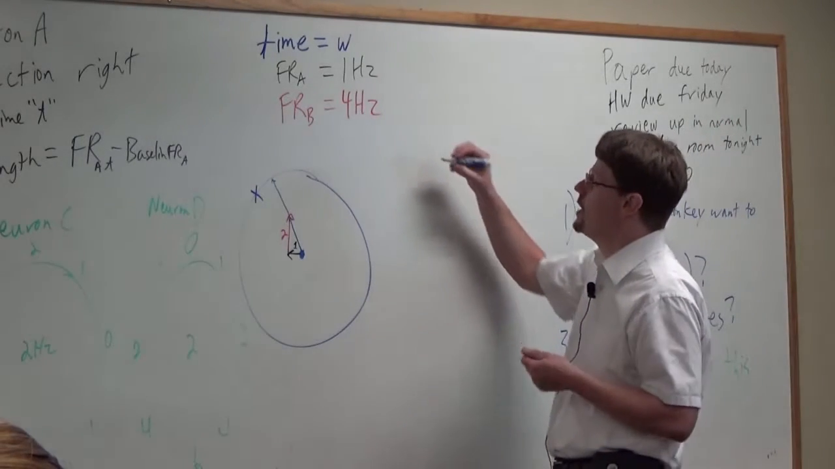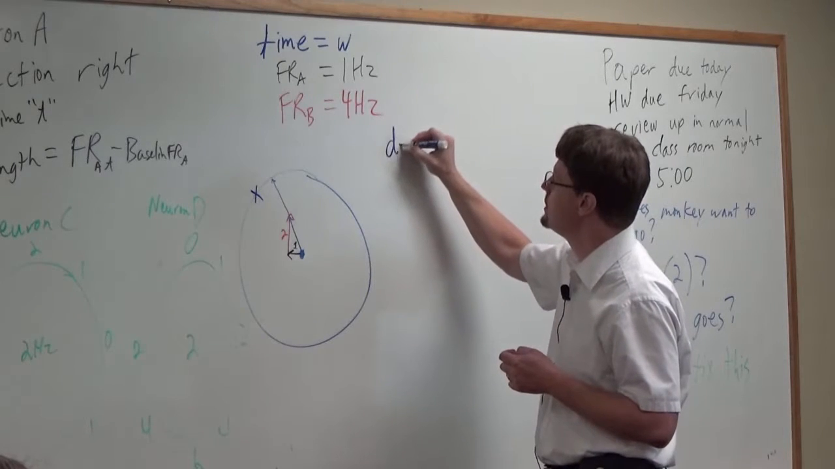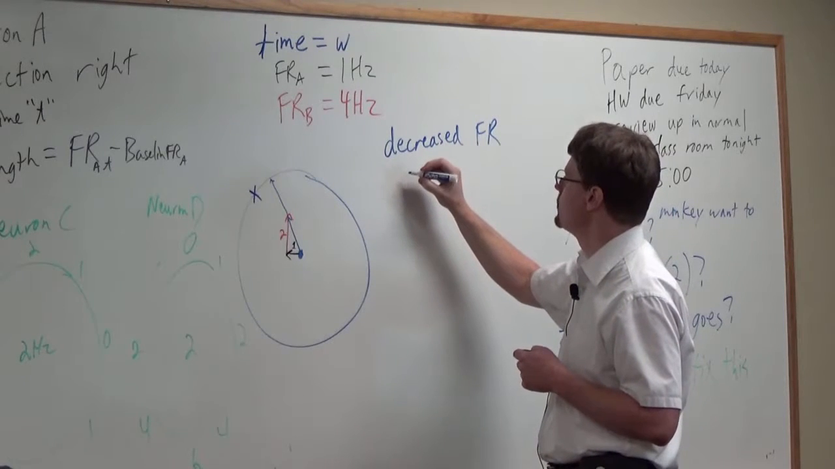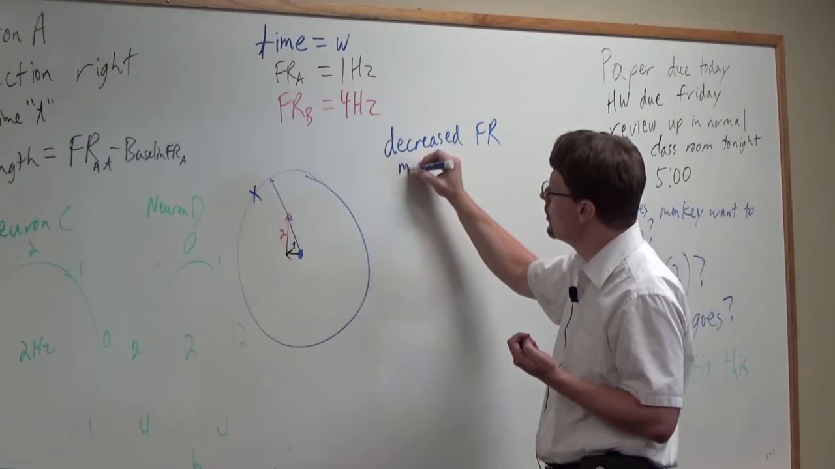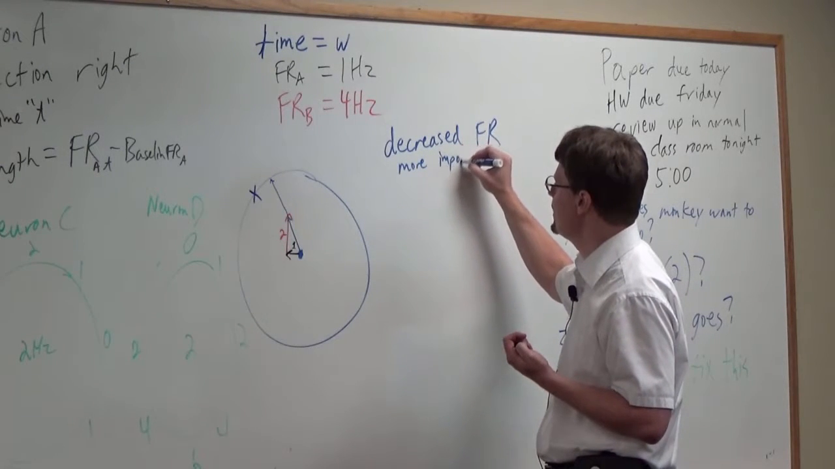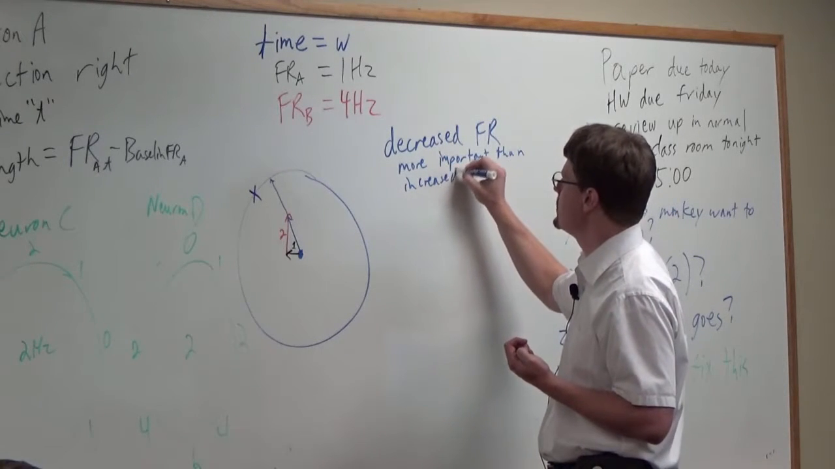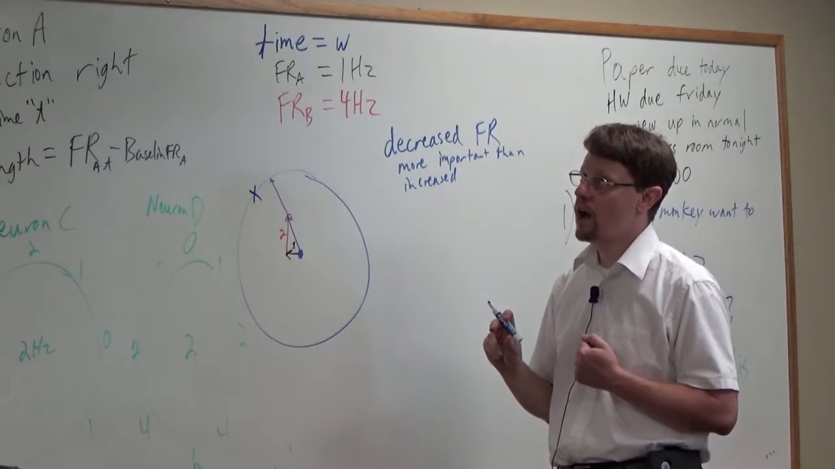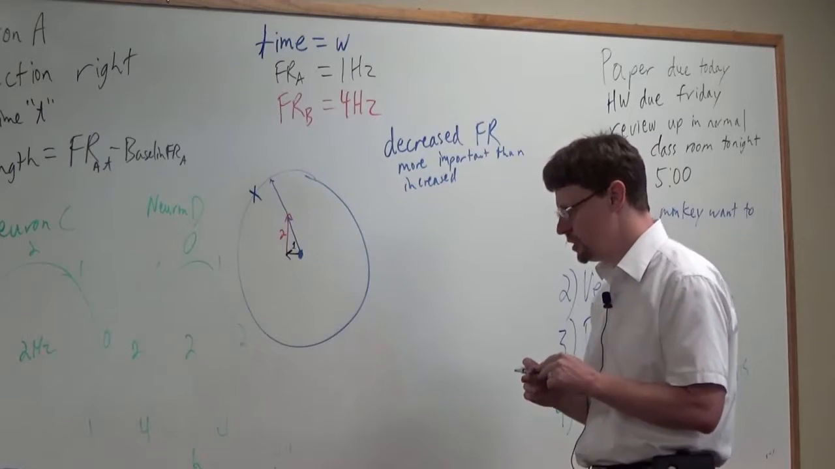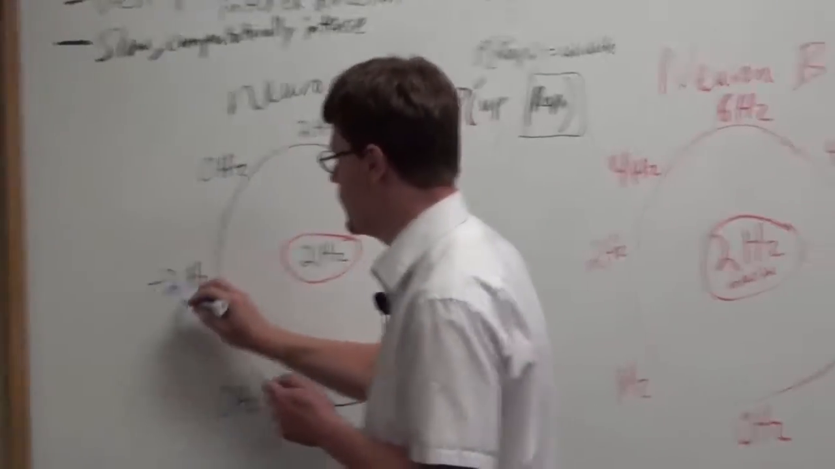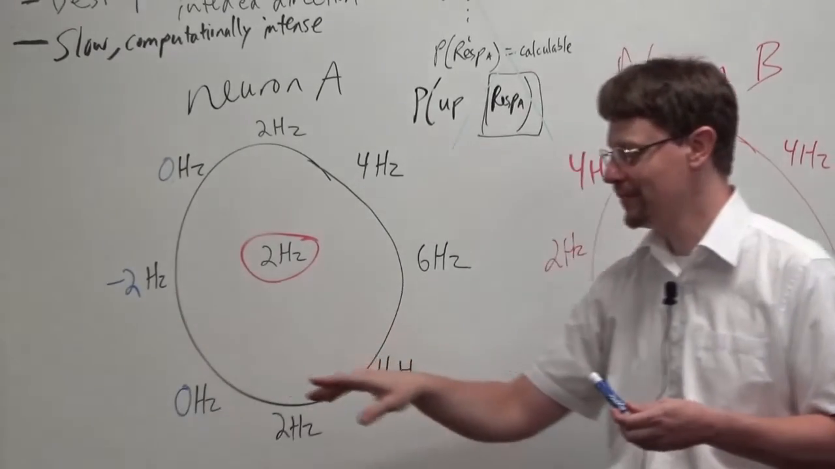But yeah, the core problem here is that a decrease in firing rate is more significant than an increase. One solution, which is not possible in the universe that we live in, but would be great, would be to come over here to neuron A and say, okay, you go 0 hertz, 0 hertz here, and then over here you go to -2 hertz. There's no such thing as -2 hertz.